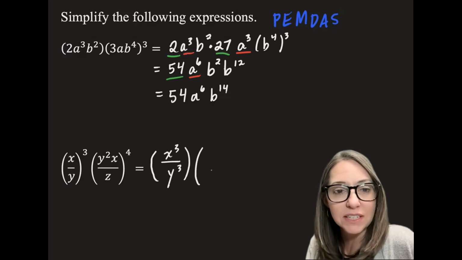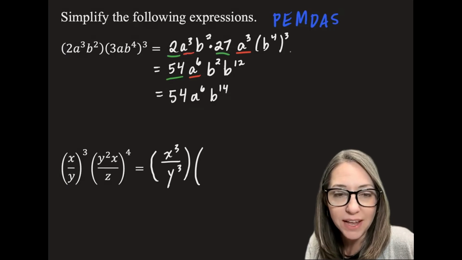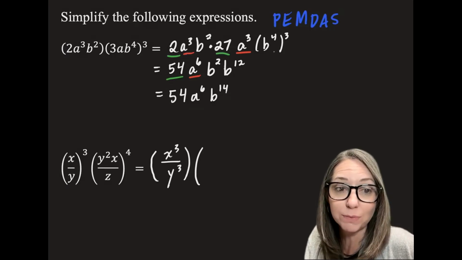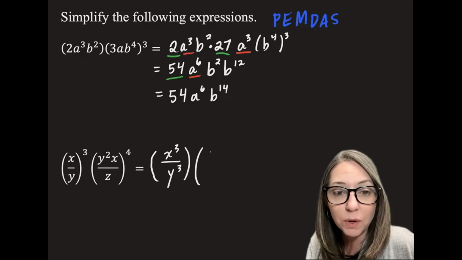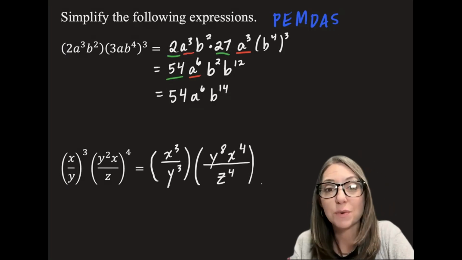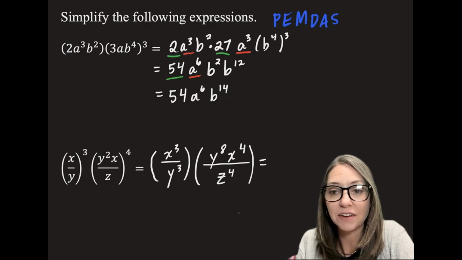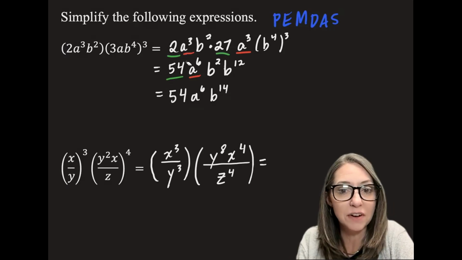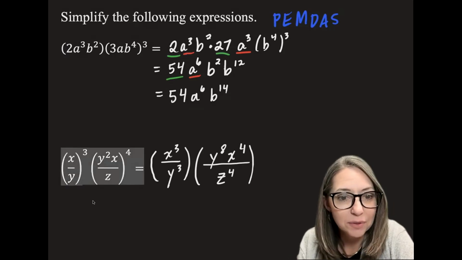Now you can skip that step that I wrote out here and go ahead and square them, like by multiplying the exponents. Y squared to the fourth will become y to the 8th times x to the fourth all over z to the fourth. Now we're multiplying fractions, which means we're going to multiply the numerators together and multiply the denominators together. So let's do that down here.